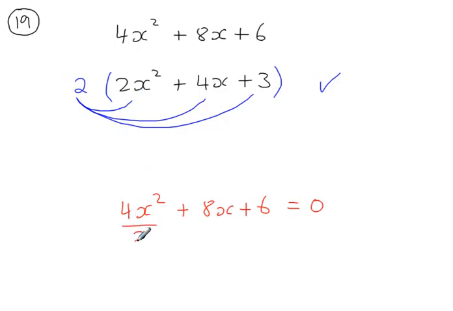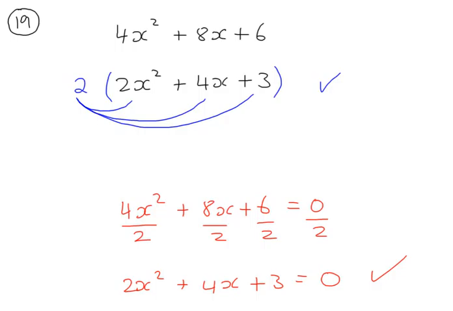Then I could divide every term by 2, so 4x squared over 2 is 2x squared, this gives you 4x, this gives you 3, 0 divided by anything is 0, that's fine. But you can't do that with an expression. You can't just divide by a number throughout and then ignore that.